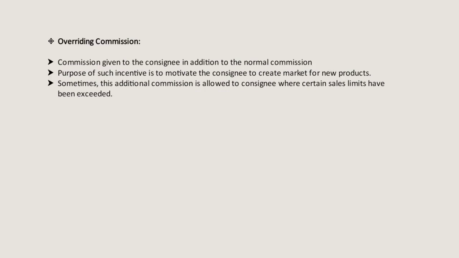Next is the overriding commission. Now, what is this overriding commission? Commission given to the consignee in addition to normal commission. The purpose of such incentive is to motivate the consignee to create a market for new goods. Sometimes this additional commission is allowed to the consignee where certain sales limits have been exceeded.